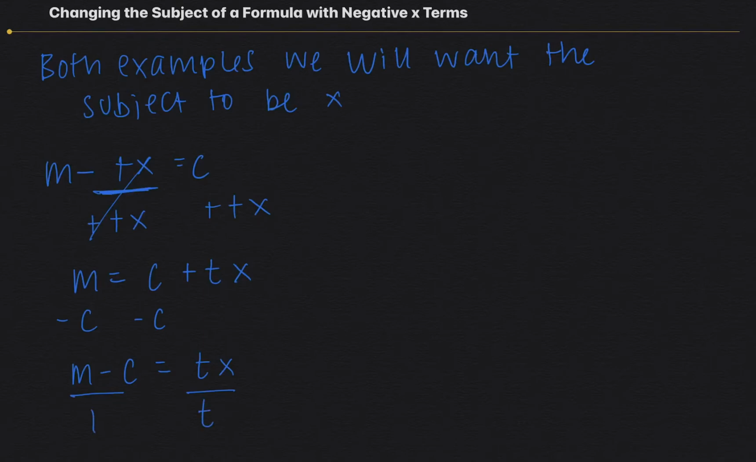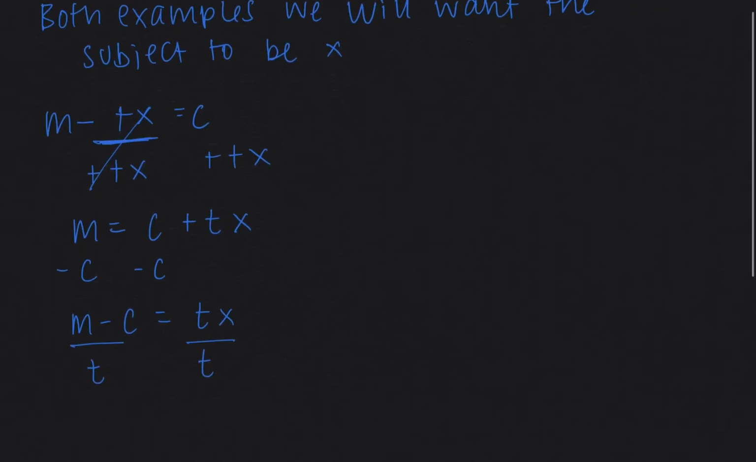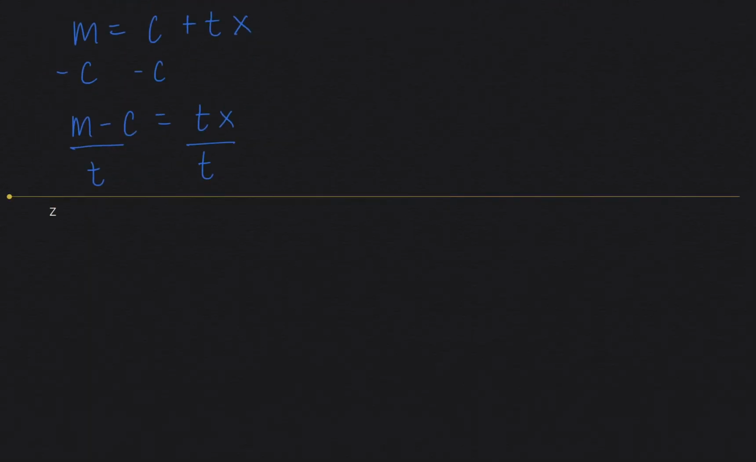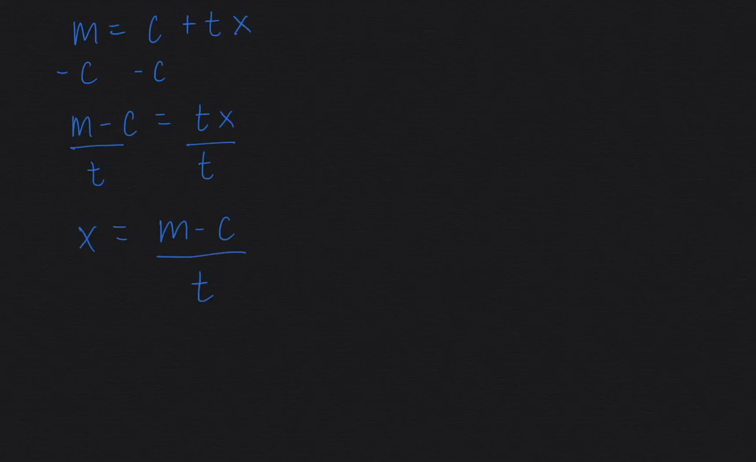So now we have our answer: x is equal to m minus c all over t. Okay, now let's look at another example.